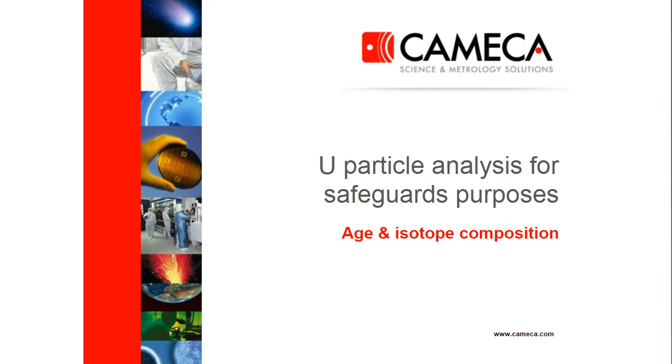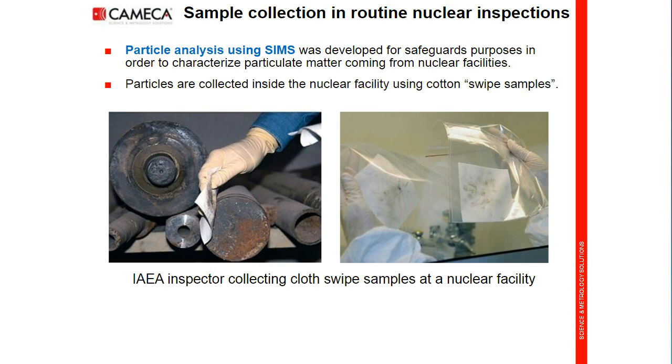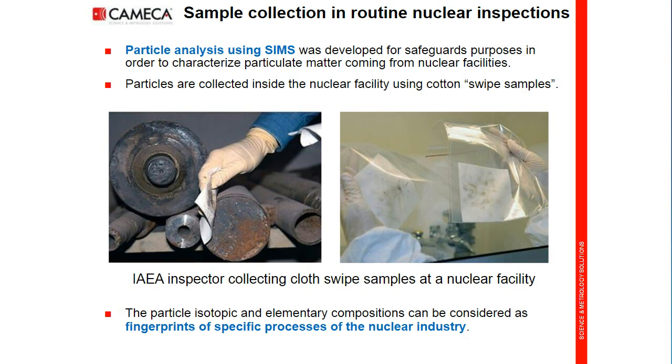Another important application of dynamic SIMS is the analysis of small uranium particles. A challenge of international nuclear safeguards is to verify the absence of undeclared nuclear activities. Particle analysis using SIMS was developed for safeguards purposes in order to characterize particles collected in nuclear facilities. Particles are collected by wiping smooth surfaces at various locations inside the nuclear facility using cotton cloths, referred to as the swipe sample. Small particles from these dust samples contain elements like uranium, plutonium, and thorium.